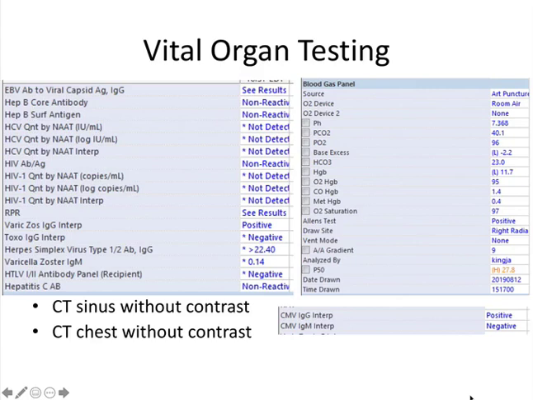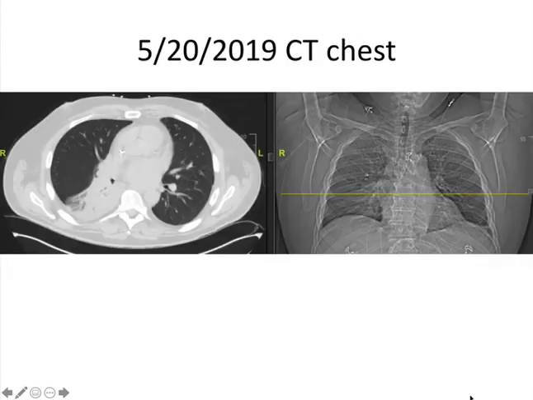We checked for EBV, hepatitis B, hepatitis C, HIV, RPR for syphilis, VZV, toxo, HSV, HTLV, and a different way for hep C. We also check an ABG, which looks pretty good. We check for CMV status, which he's like myself, he's CMV positive. We do imaging at baseline to see what you have before we give you immunosuppression, before we give you more chemo. And as you can see, he's had chickenpox, he's had HSV before, he's had CMV before.